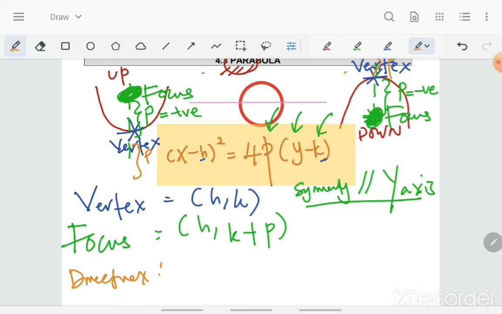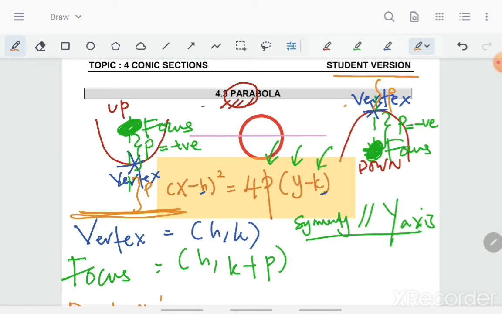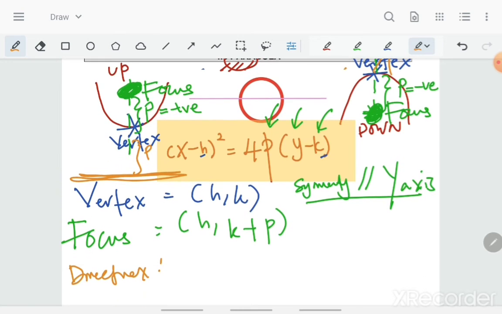Okay, directrix. How do we calculate the directrix? If the green color is parallel to the Y, then the orange color is parallel to the X. So this distance P must be equal to the P. Okay, let's go. What is the directrix?